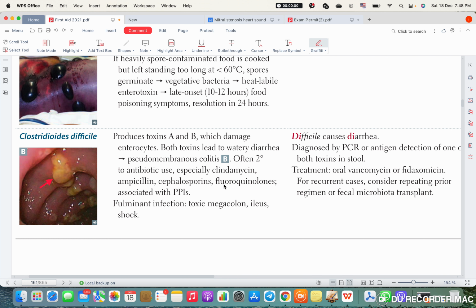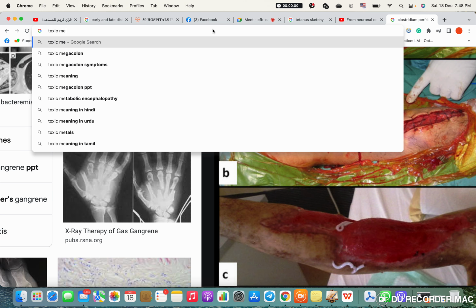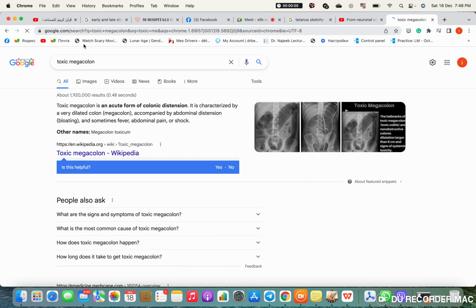Often secondary to antibiotic use, especially clindamycin, ampicillin, and cephalosporin. Also fluoroquinolone, and it is associated with proton pump inhibitors. The important thing is to know the complication, which is toxic megacolon. Toxic megacolon, will the colon be big or small? How big? Big. Yep.